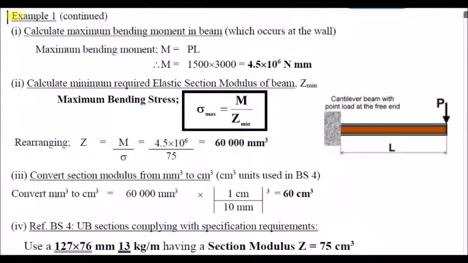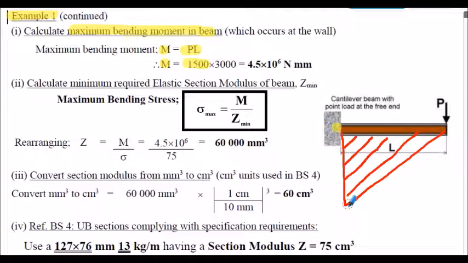Example 1 continued. So the first thing we need to do is to calculate the maximum bending moment that occurs in the beam. And for a cantilever beam, we know from our previous slide that will occur at the wall, and it's given as P multiplied by L. The bending moment diagram for the cantilever beam will look like this, with the maximum bending moment at the wall here.